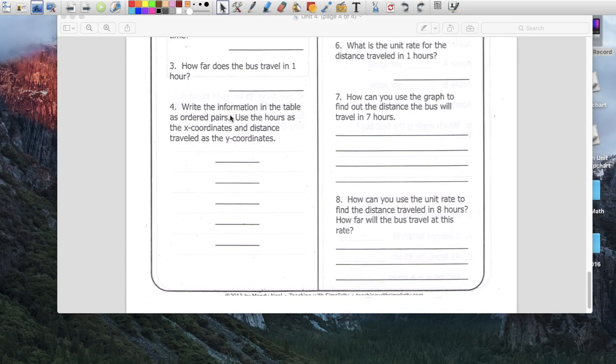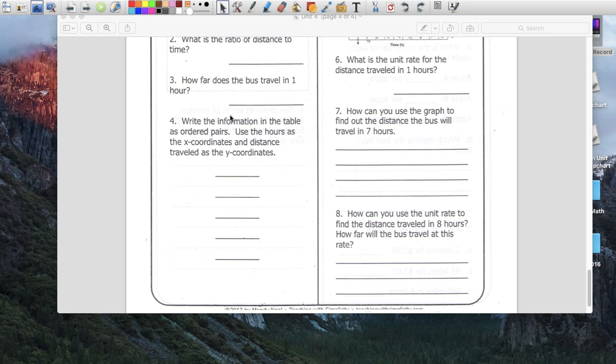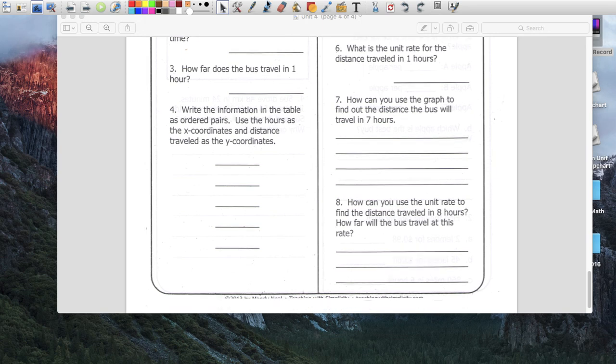And then how can you use the unit rate to find the distance traveled in 8 hours? How far will the bus travel? So the unit rate is this, 50 miles in 1 hour. In 8 hours, you can set up a proportion. Times 8, and that's going to give you 400 miles. And that's how I would use the unit rate to find how much was driven in 8 hours.